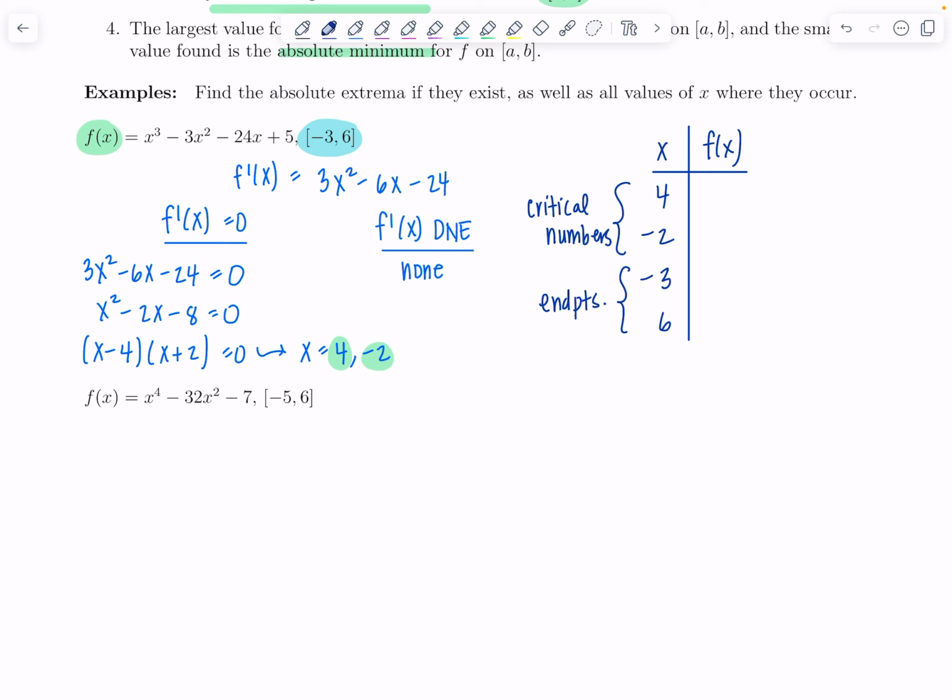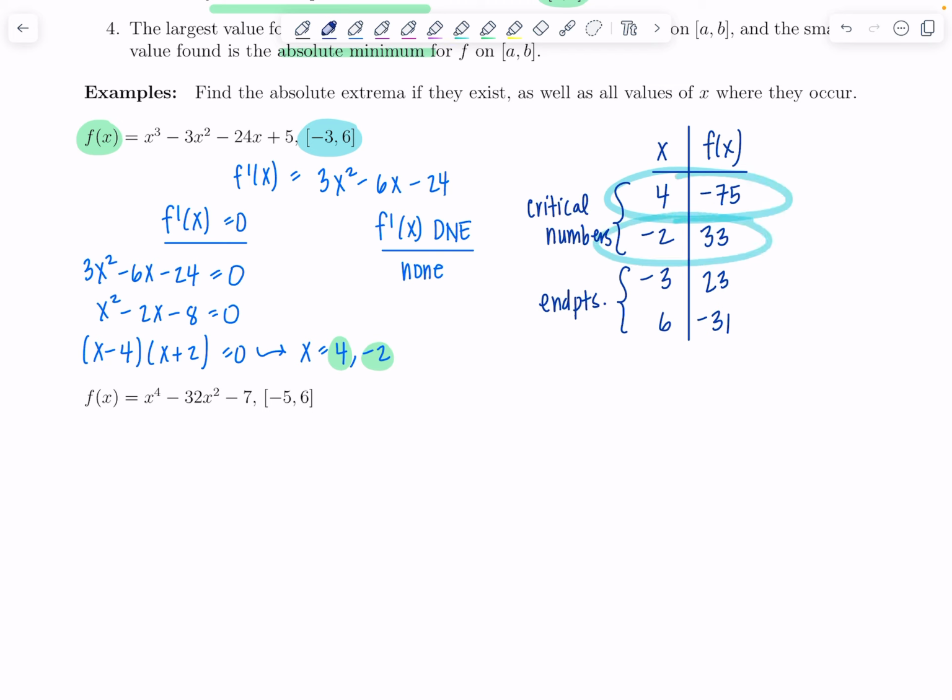And then I'll save you the stress. I plugged them all in ahead of time. So this will be -75, 33, 23, and -31. So then you just come through and you look at the y values. Which one's the smallest? This guy. Which one's the biggest? Correct again.